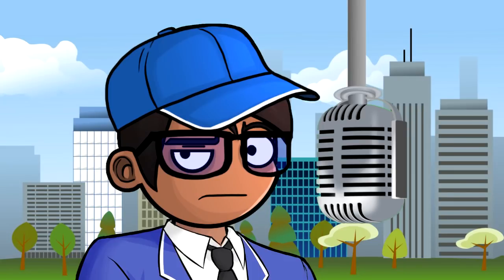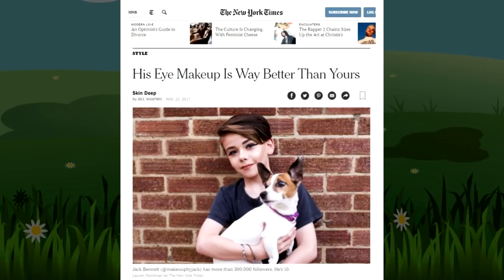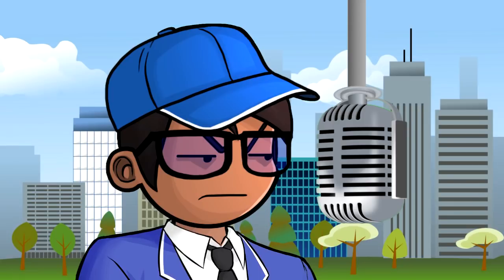And it appears so. This New York Times article is glorifying the fact that this kid wears makeup. Why? Why should this fact be glorified? It's almost like they're trying to sexualize him or something. Oh, look at this kid. His makeup is better than yours, you thought. Well, yes. If you're a fucking pedophile.